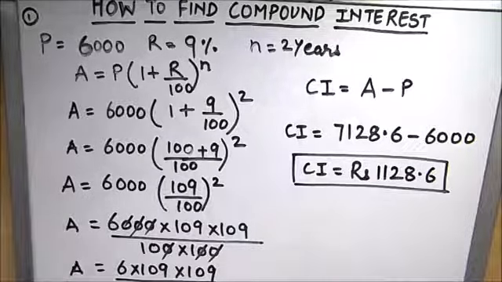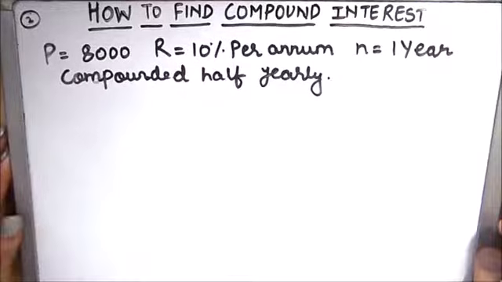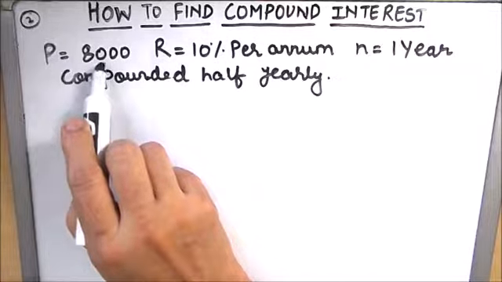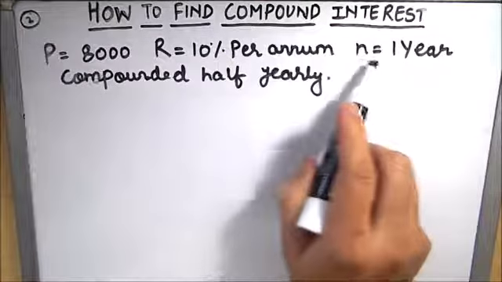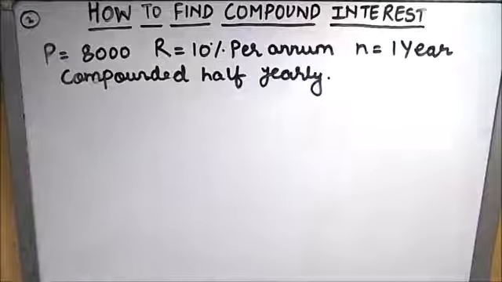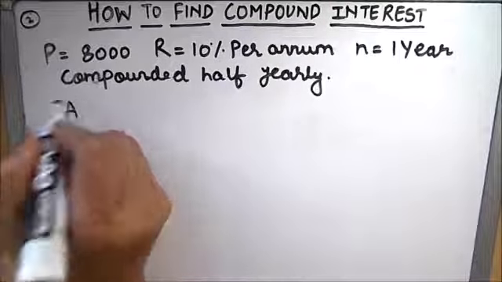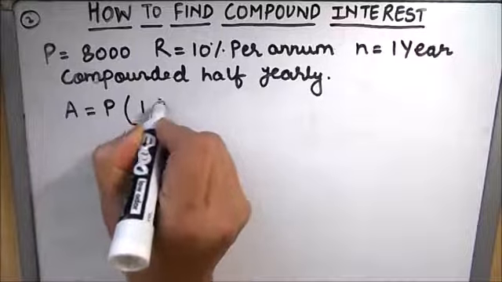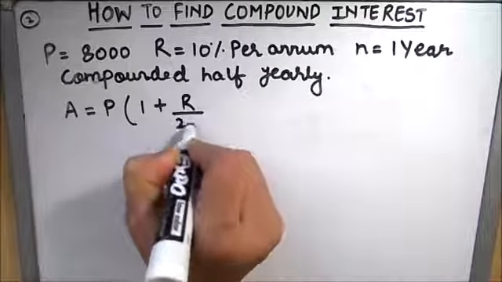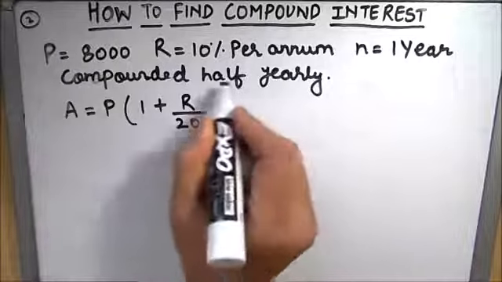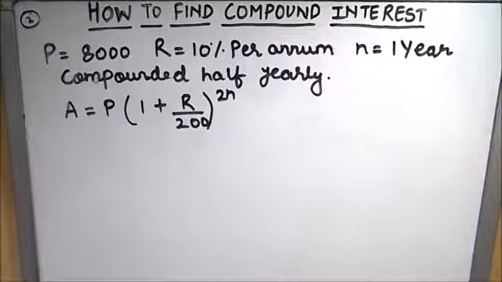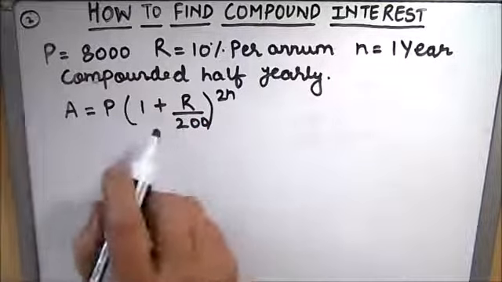Let's take one more example where the amount is compounded semi-annually or half yearly. So this is our second example where we have to find the compound interest when the principal of 8,000 rupees at a rate of 10% per annum and for 1 year is compounded half yearly. So let's use our formula which we have discussed earlier. Amount will become A is equal to P times 1 plus R over 200 because it is compounded half yearly, raised to power 2n. So this is our formula for amount when compounded half yearly.